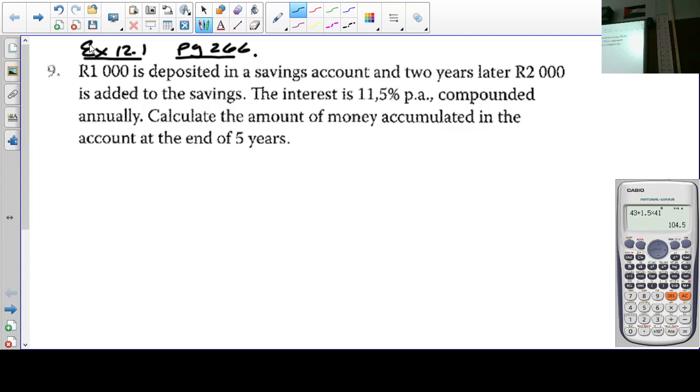So what happens is 1,000 rand is deposited into a savings account, and 2 years later, so in other words, 1,000 rand is first going to lay in the account for 2 years. Can you see that, people? So I'm going to consider the 1,000 rand for 2 years. So I put here, consider the 1,000 rand for 2 years.